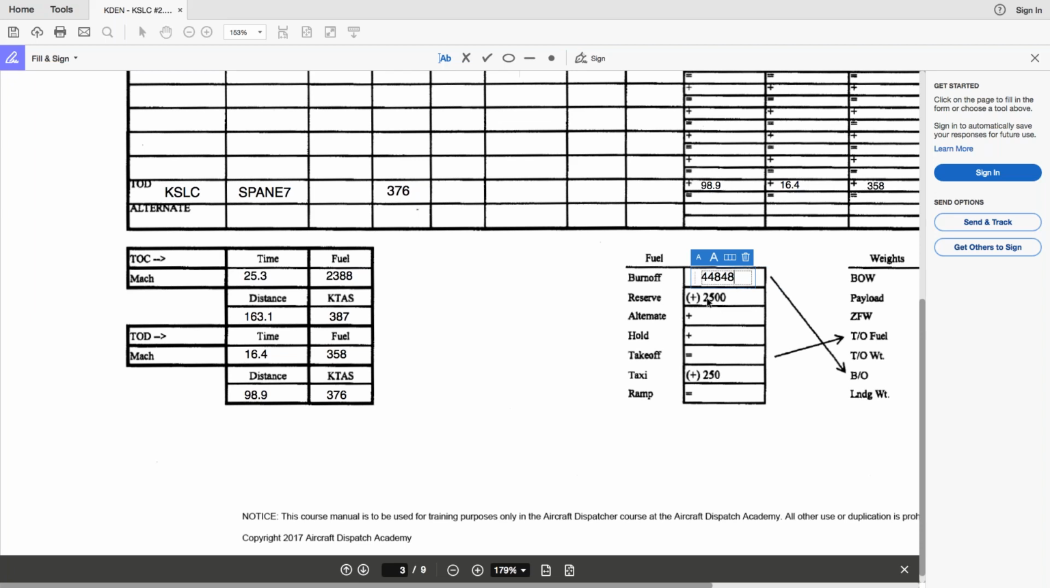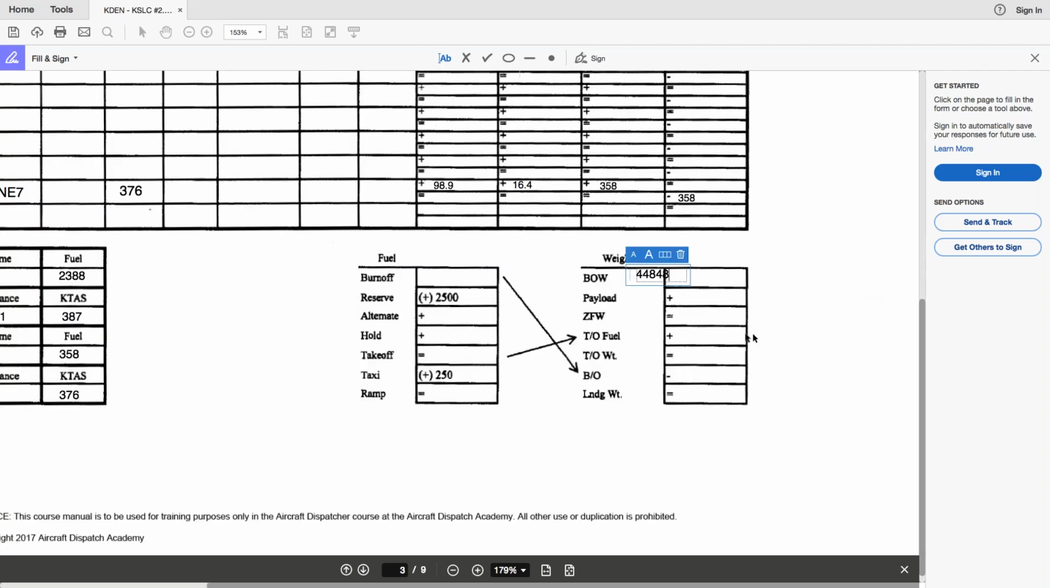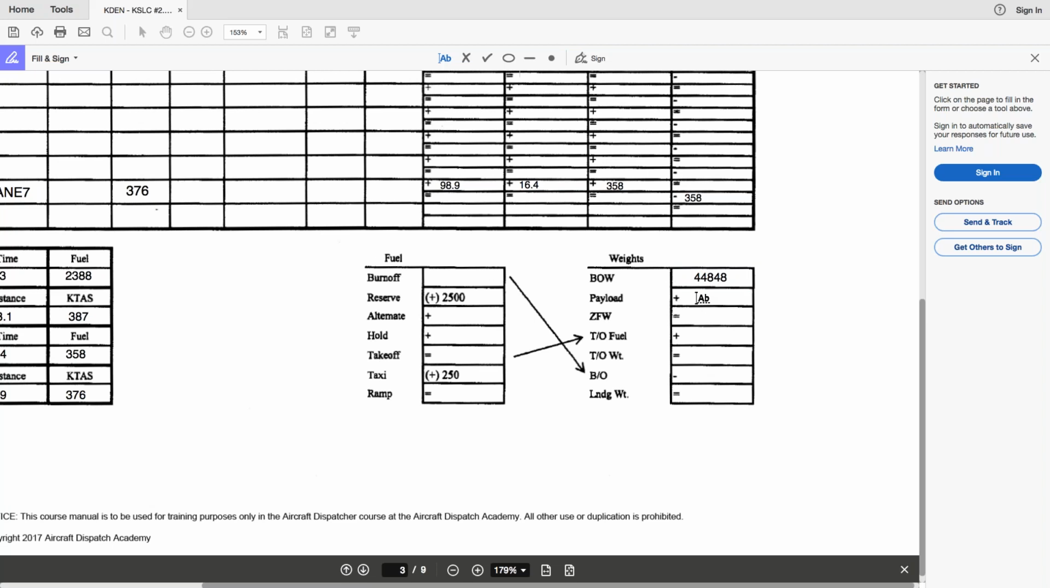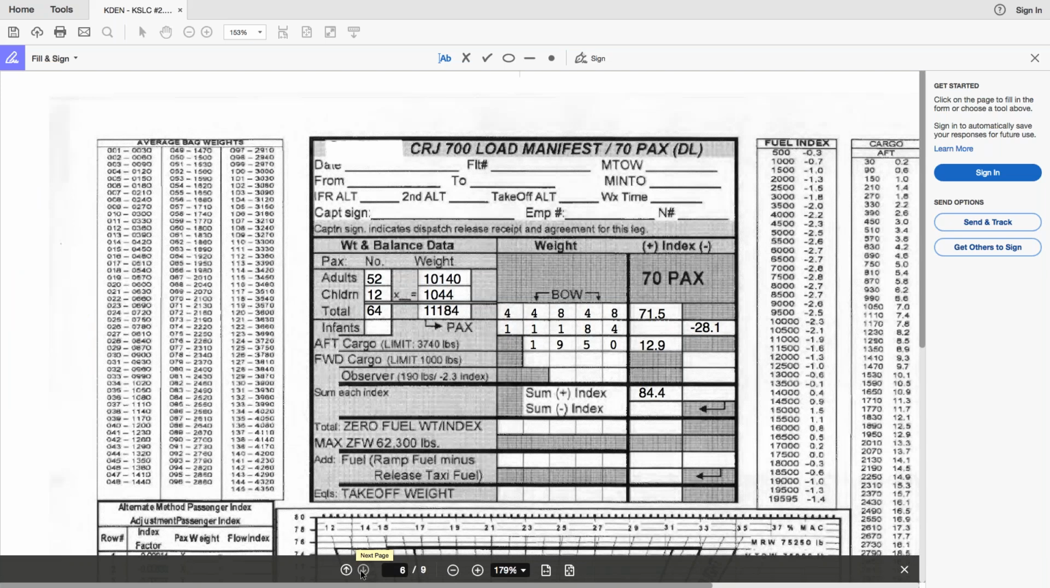I want you to be working on the cruise. I'm just filling out the information that we already have on the IFR flight plan. So that's the BOW weight, or sorry, that needs to go over here to BOW weight. Oh, okay, I was like, that's not a problem. I'm just transferring some data over.